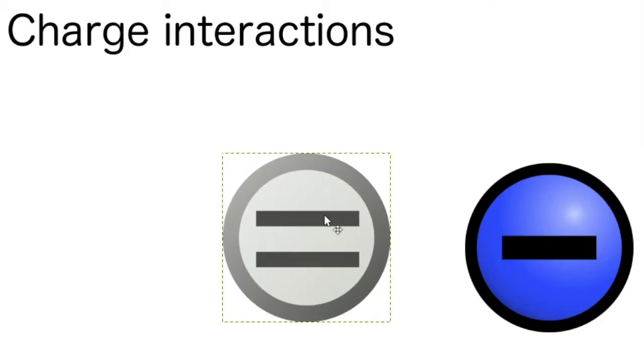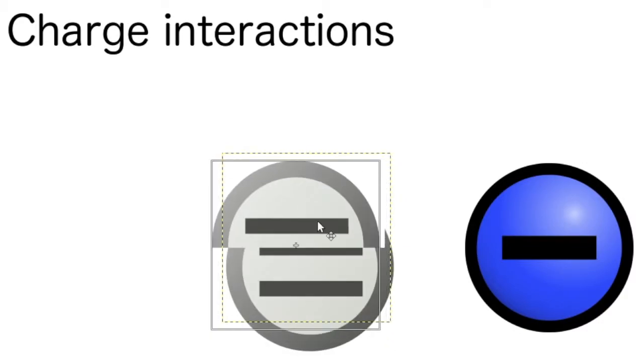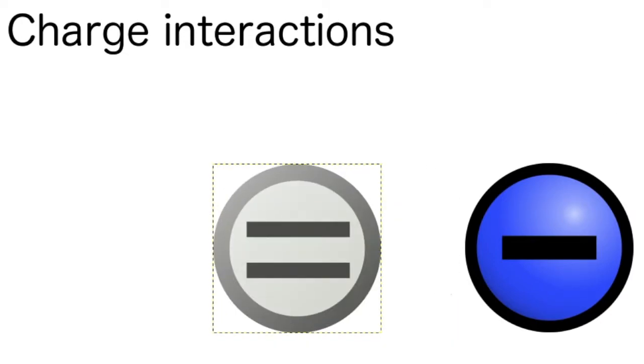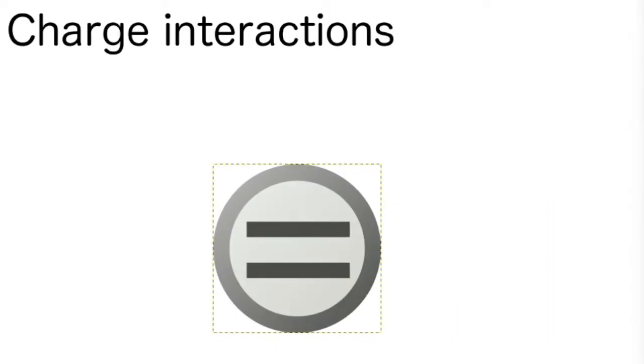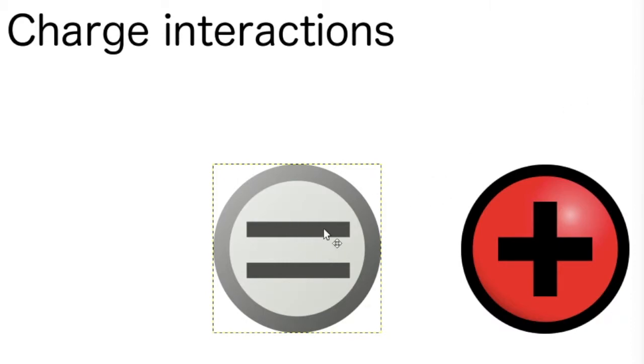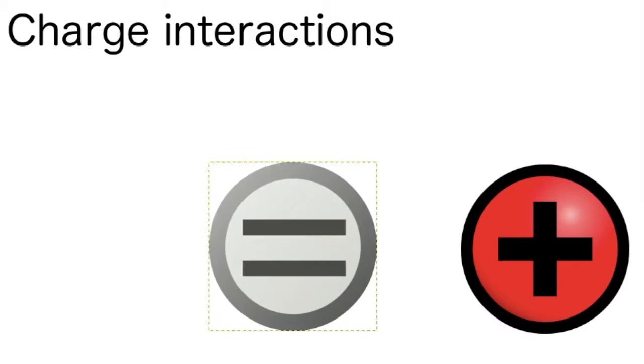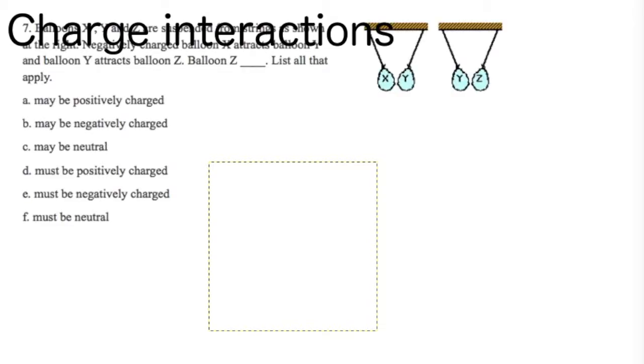So here we have a neutral charge, or an object without any charge, I should say, and a negatively charged object, and they are going to attract each other. This is the same for a neutral object and a positive charge, because it is a neutral object with no charge and an object with a positive charge, they attract each other. So let's try and do some problems related to charges.